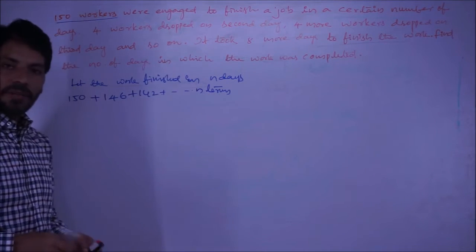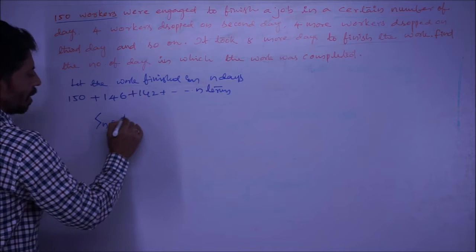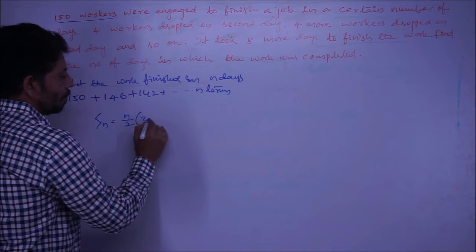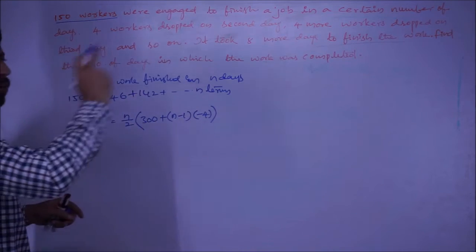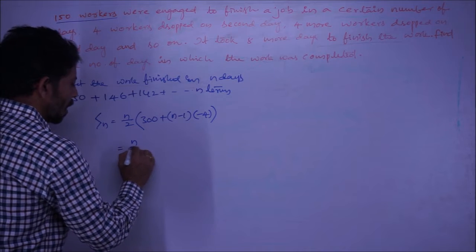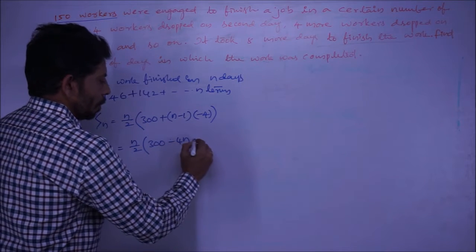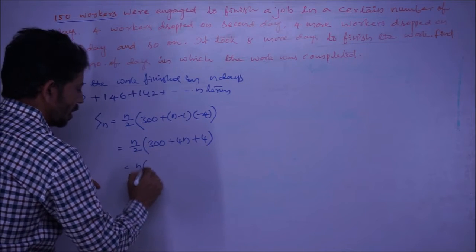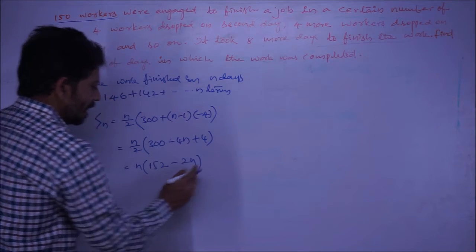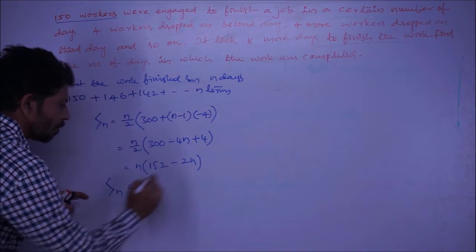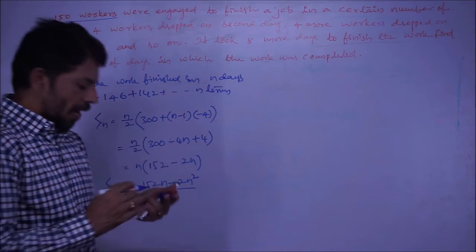Now altogether how many labor charges do we need to pay? If you observe, it forms an AP, and the sum to n terms of an AP is Sn equals n by 2 into 2a plus n minus 1 into d, so 300 plus n minus 1 into d. What is d? Minus 4, since 4 workers were dropping. That equals n by 2 into 300 minus 4n plus 4, and dividing by 2, we get n into 304 minus 4n over 2, which is 152 minus 2n. So Sn equals 152n minus 2n square. This is the total number of labor charges paid to complete the work.